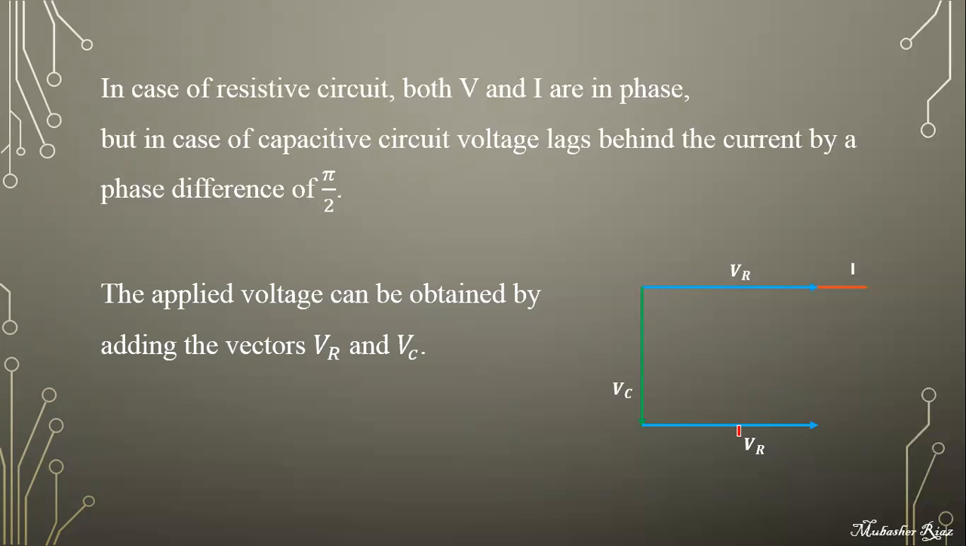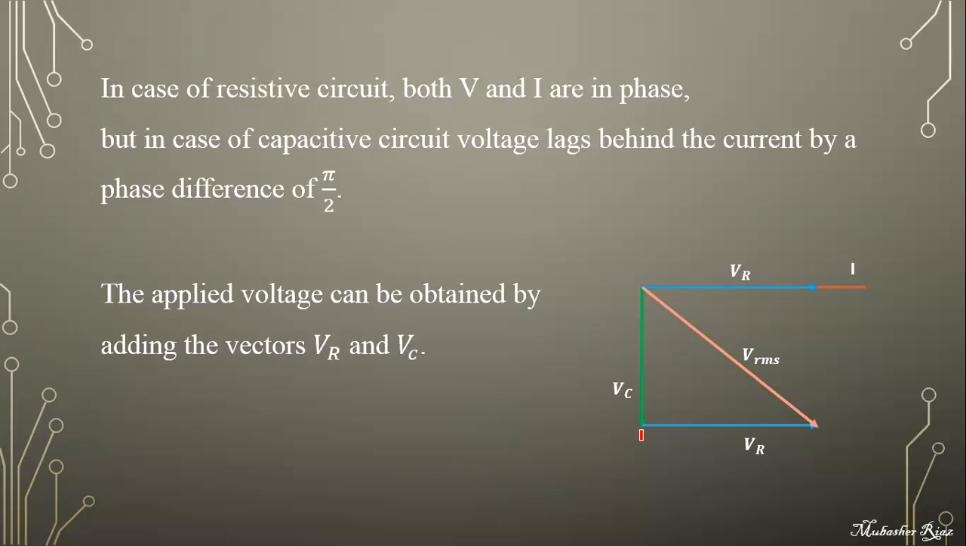Then resultant voltage can be obtained by drawing a line whose tail coincides with the origin and head coincides with the head of second vector. So this is the resultant voltage VRMS. And it can be determined by using the vectors addition method. So this is in the form of a right angle triangle.